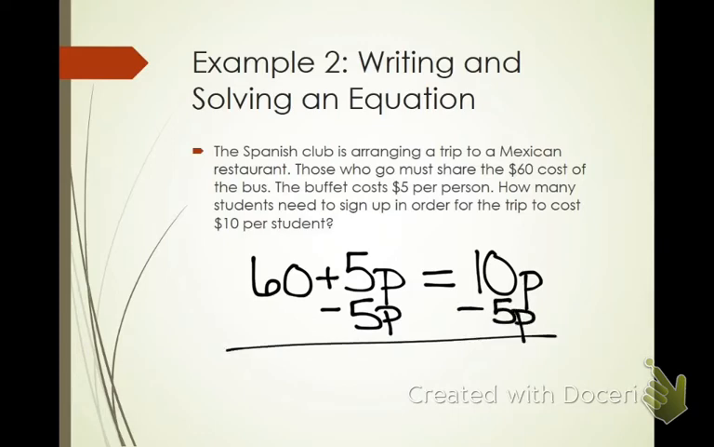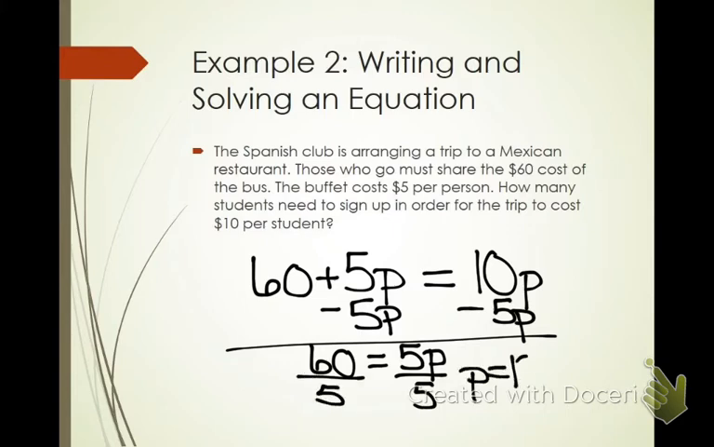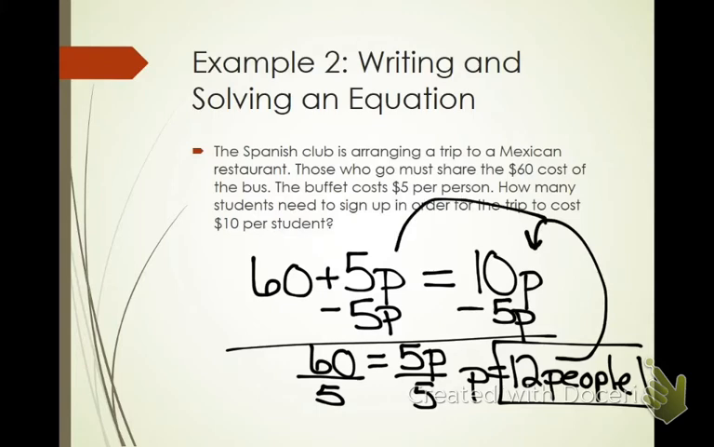And now 60 equals 5P. Now what would I do? Divide both sides by 5. And how many people can go? 12 people. So here's what it's saying. If 12 people go, then the cost will be $10 per person. All right, and again, if I plug 12 in for P here and in for P here, it'll work out to be equal to each other. Okay, so that's my answer, 12 people.